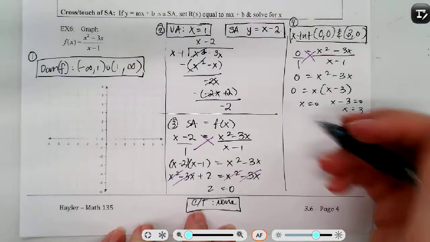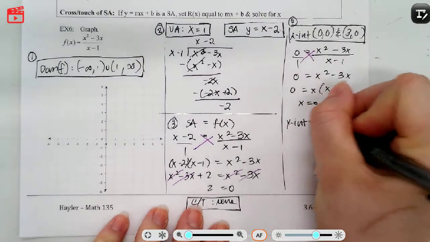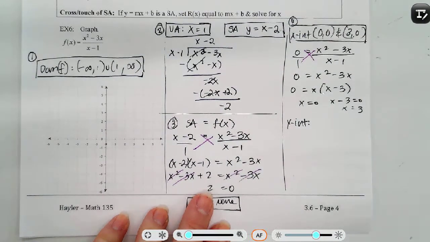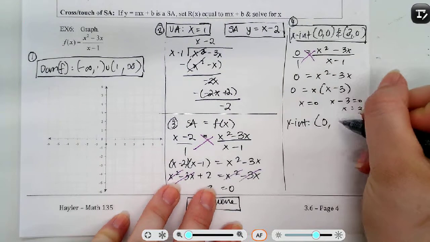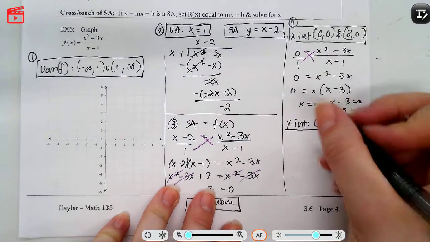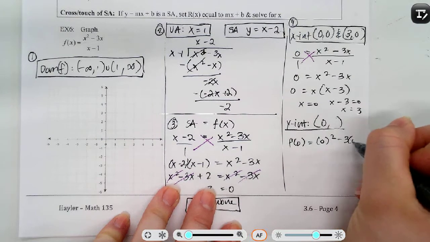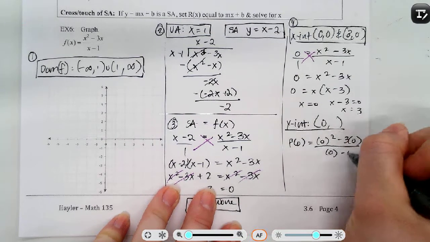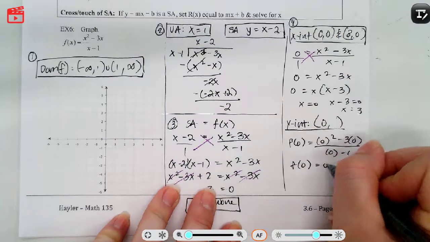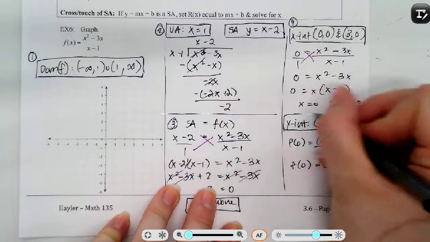All right, let's do y-intercepts. Okay, make x 0. So f of 0 is going to equal, make everything 0. And what do you know? We get 0. So the y-intercept is 0, 0.